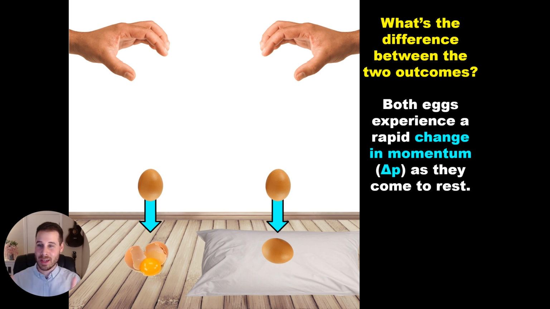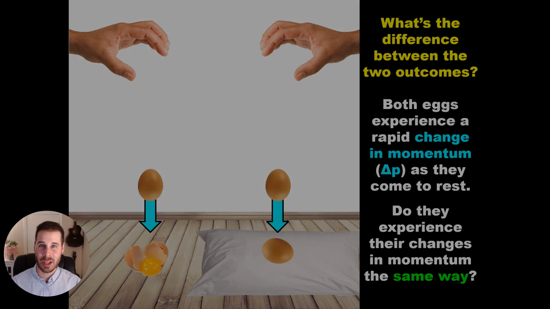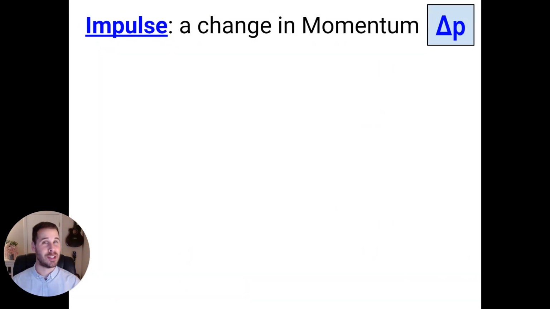And assuming that the eggs are the same size and they were traveling at the same speed before they hit the ground, they're probably going to have the same change in momentum. But do they experience their changes in momentum in the same way? Probably not, because we see that there are different outcomes here. So that's what we're going to be looking into here when we talk about impulse, which, as I said before, means a change in momentum. We're going to go through the math here of what impulse is and how to calculate it, and it should answer this question of why does one egg break and the other does not.